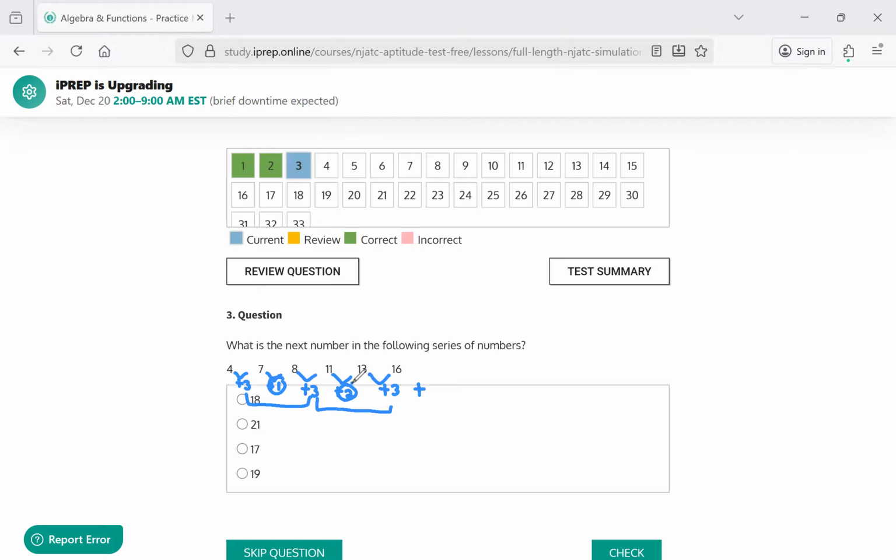But if you look at the previous number 2, it looks like we're adding 1, right? Because if you look at 1 to 2, you had to add 1. So what you do is you're going to add 3 on the next number. So it's going to be 16 plus 3, which is 19. Okay, so that is letter 3, question 3.